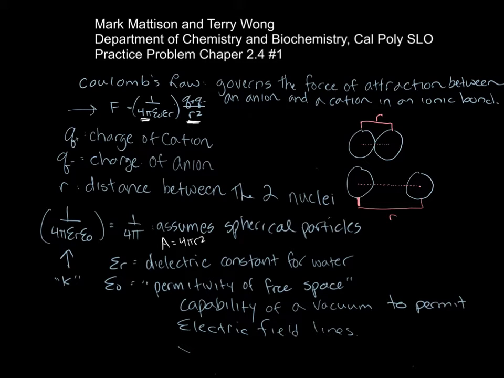The term 1 over 4 pi epsilon R epsilon naught, we're going to call that Coulomb's constant and represent it with a K from here on out. But the 1 over 4 pi assumes we have a spherical particle. The area of a sphere is 4 pi r squared, which is factored in this equation. Epsilon R is the dielectric constant for water, and epsilon naught is the permittivity of free space, which is the capability of a vacuum to permit an electric field.